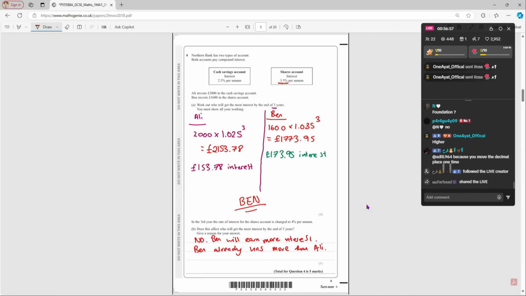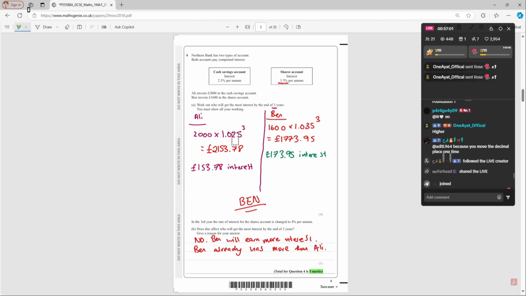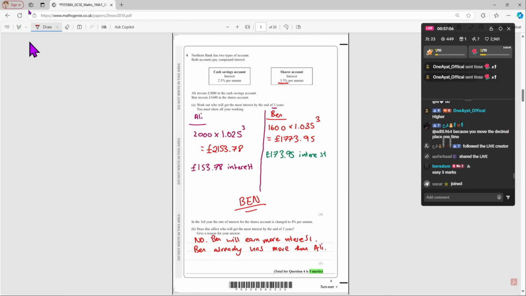So that was a 5-mark question. Question 4 was 5 marks. Yes, very, very easy. This is question number 4, by the way.